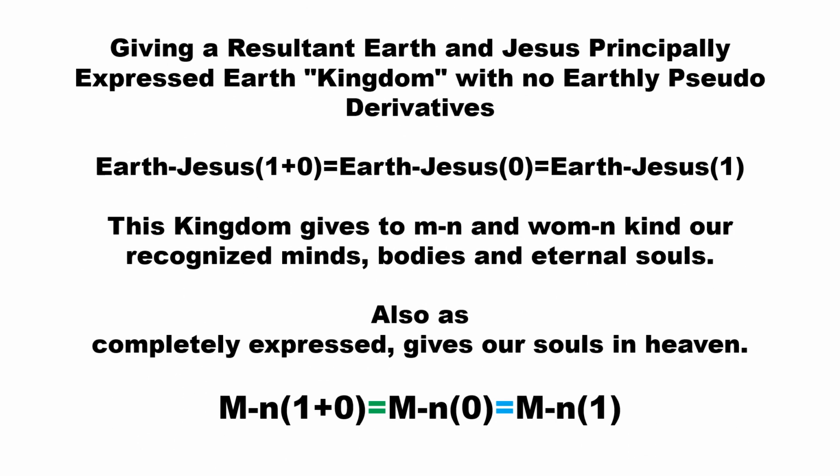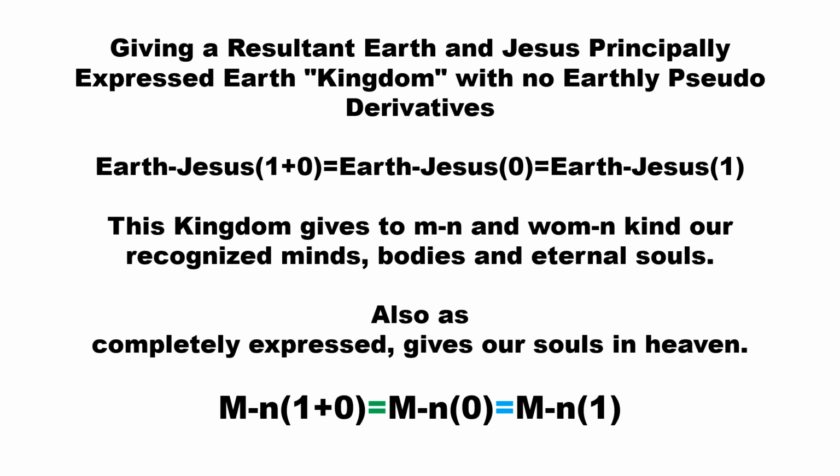The result of the expression of the prior slide, the complete system expression, pseudo and principal of Earth Jesus life, would give this expression, giving a resultant Earth and Jesus principally expressed Earth kingdom, so-called, quote unquote, with no earthly pseudo-derivatives. This is a knowledge system, principal knowledge system on earth, as expressed by Jesus, without pseudo-derivatives of Earth Jesus as 1 and or 0, which would be a partial expression of Jesus, Earth Jesus.